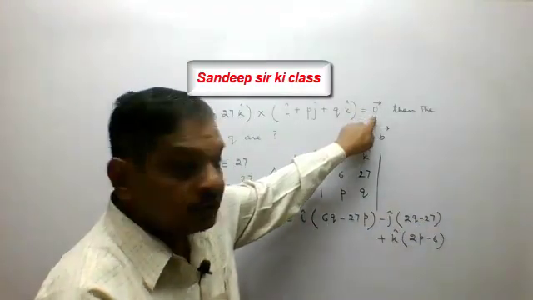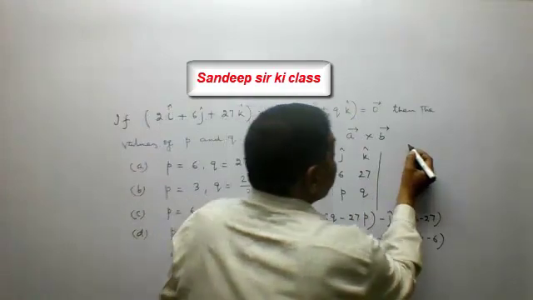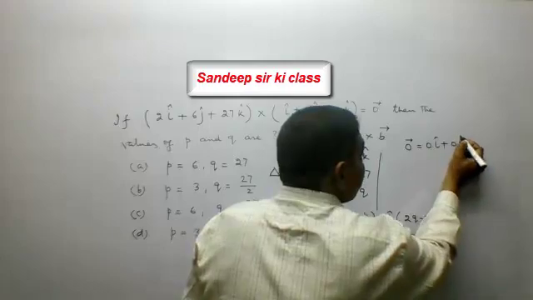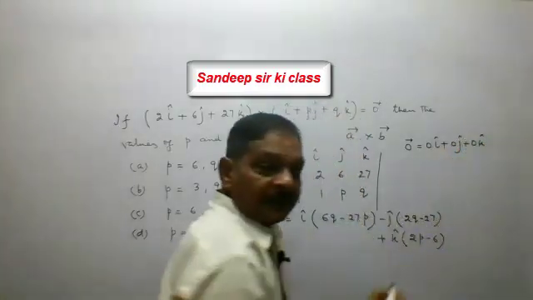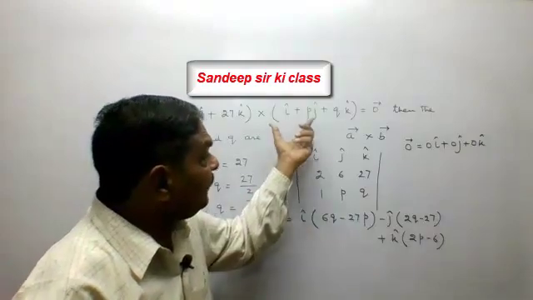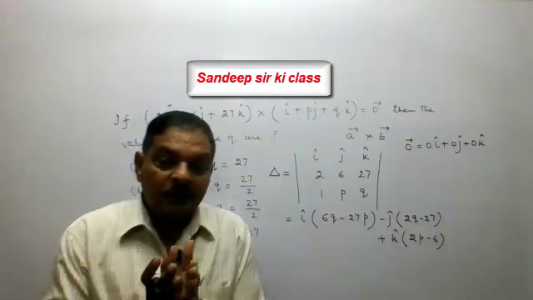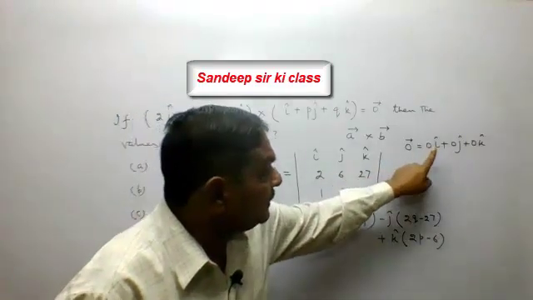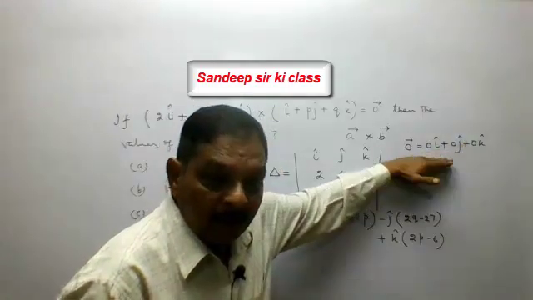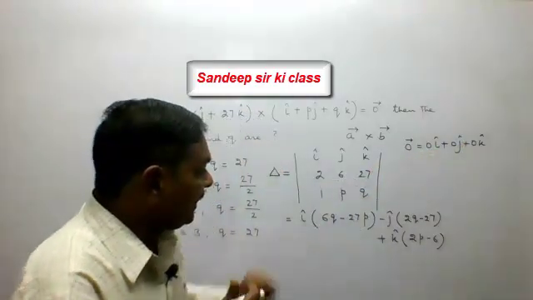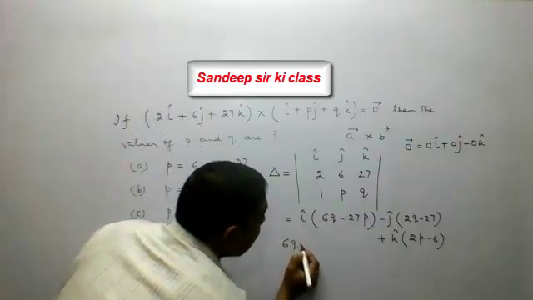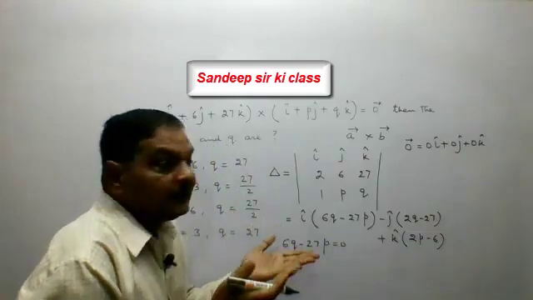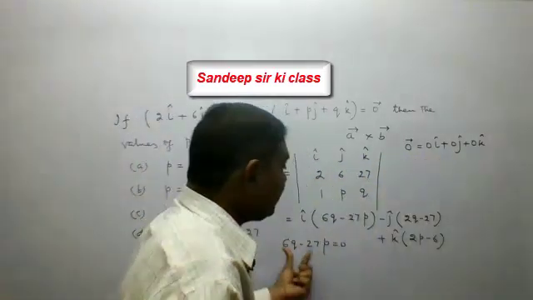Now this is equal to 0 vector. 0 vector is what? 0 vector we can write 0i plus 0j plus 0k. This is our 0 vector. Now if two vectors are equal, then the coefficients of i, j, k will also be equal. So equate the coefficients of i, j, k of both the sides. So we obtain 6q minus 27p is equal to 0. One equation, when we equate the coefficients of i, we obtain this.